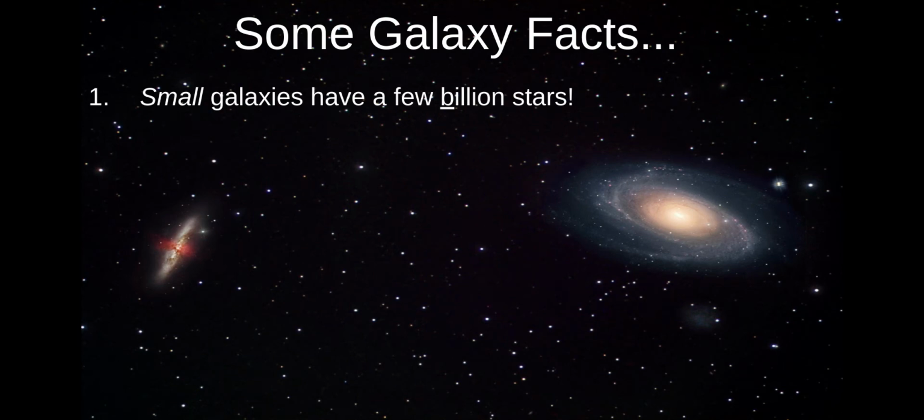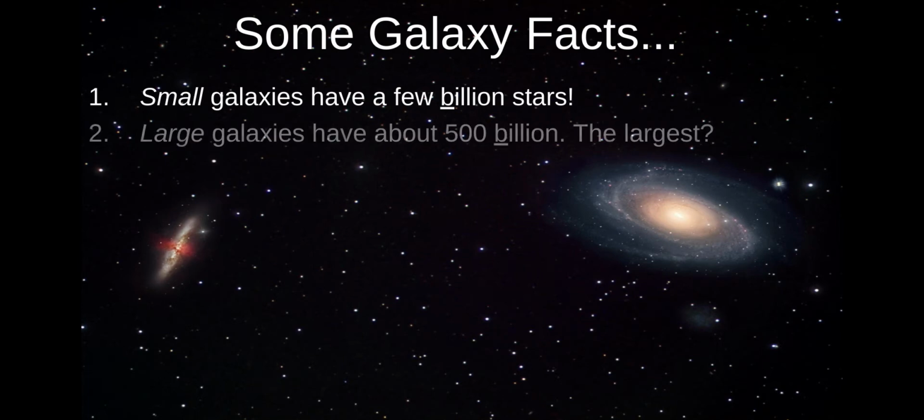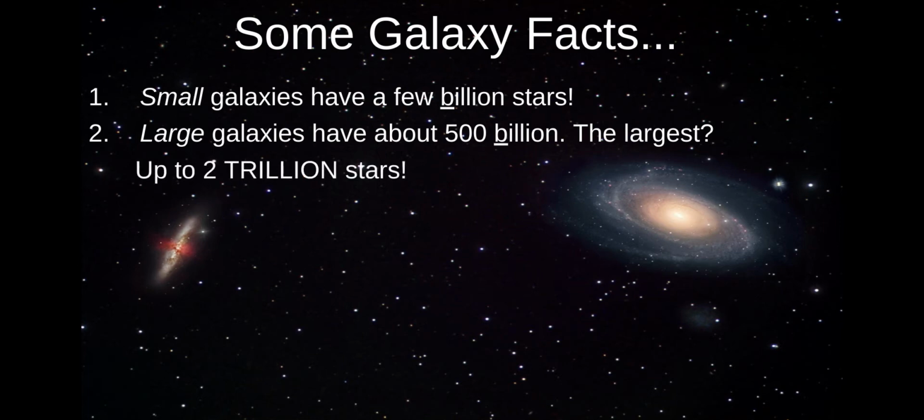Small galaxies have a few billion, with a B, stars. Remember, billion is a huge number. Okay, a billion seconds takes 32 years to tick down. A million seconds only takes 11 and a half days. So when we talk about billions, we're talking about a gigantic number. All right, large galaxies have about 500 billion stars. The largest galaxies can contain up to 2 trillion stars.